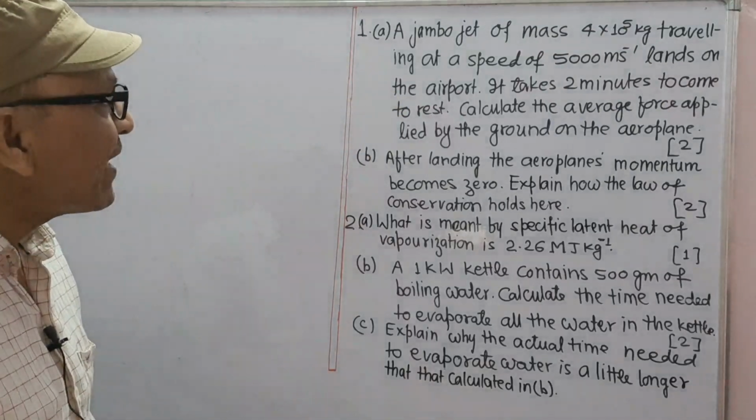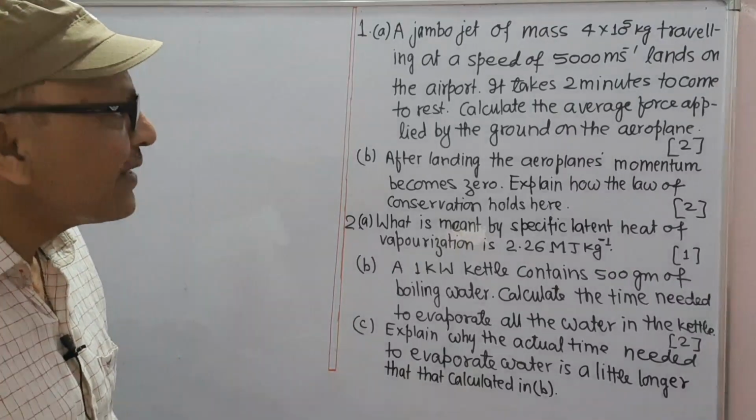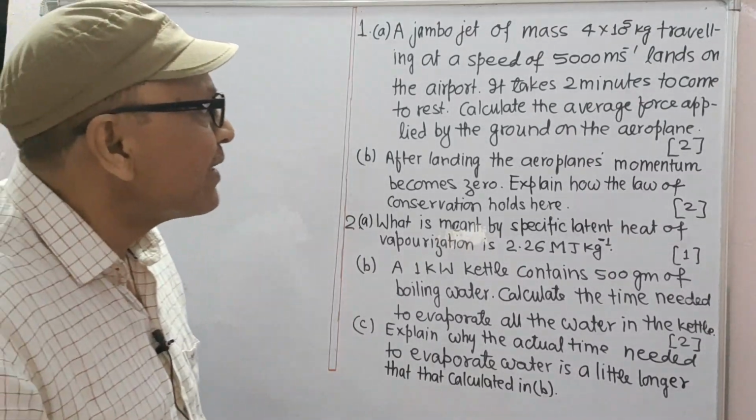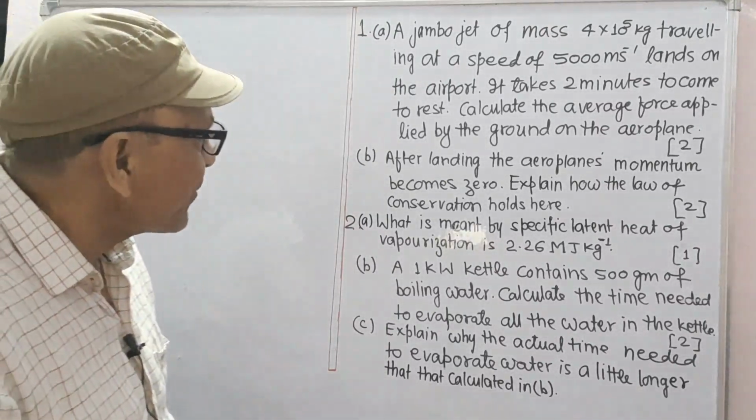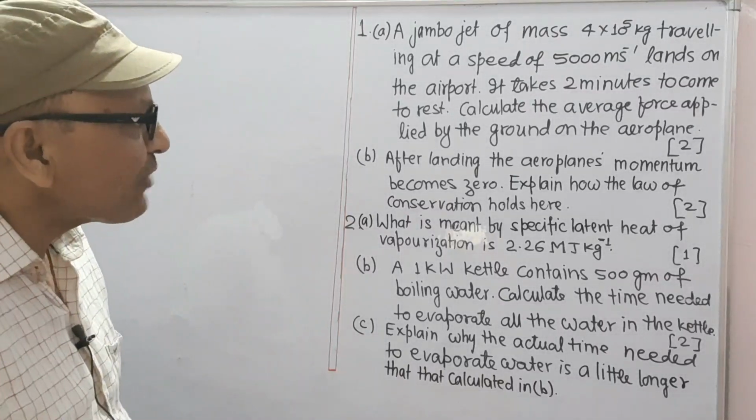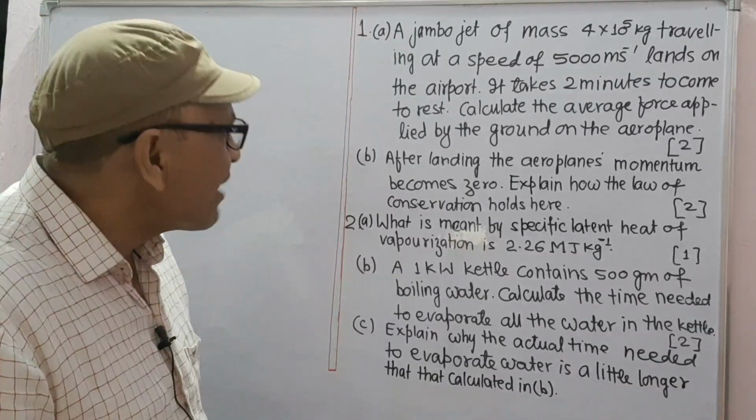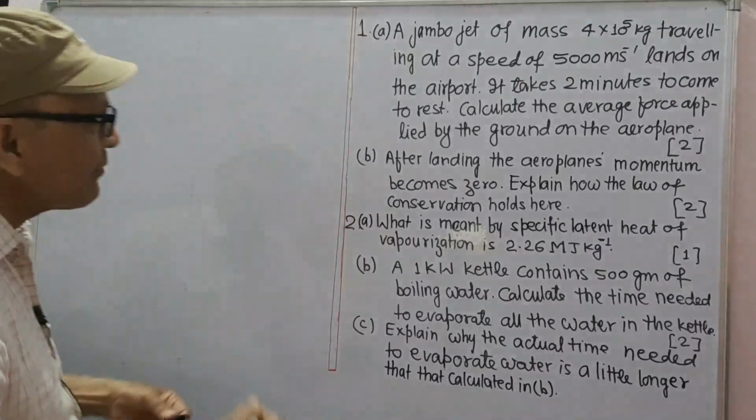First question, A part. A jumbo jet of mass 4 into 10 to power 5 kg traveling at speed of 5000 meter per second lands on the airport. It takes 2 minutes to come to rest. Calculate the average force applied by the ground on the aeroplane.